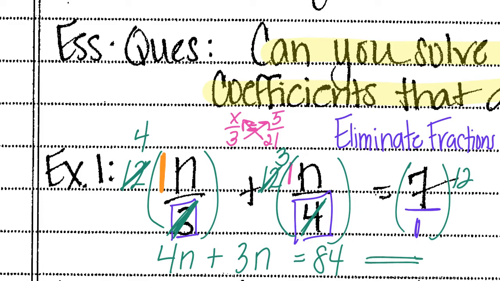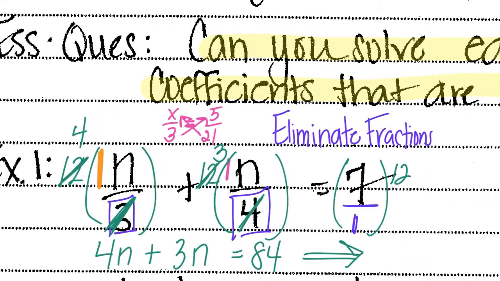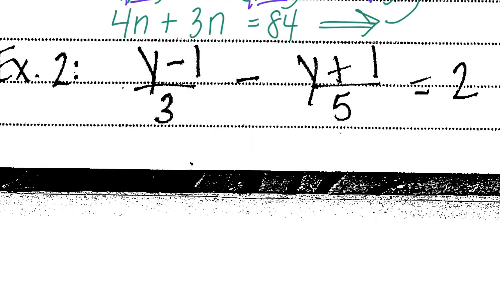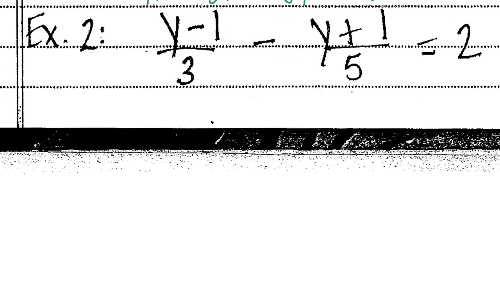So from here, we can just solve like good old Algebra 1. What's 4n plus 3n? 7n, and I'm going to go ahead and write that up here. 7n is equal to 84, and we should know what 7 times what gives me 84, because we just had it, right? 12. Look at example 2. Sorry, I'm running out of room on my page.